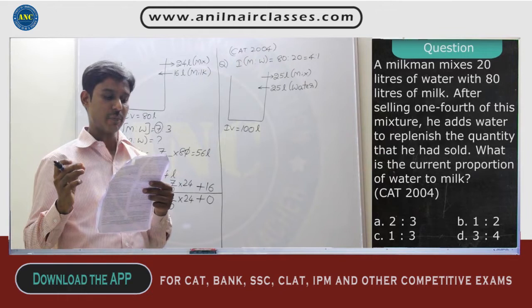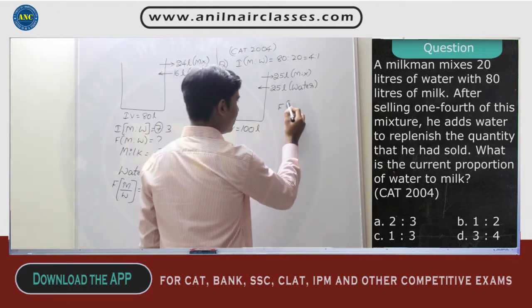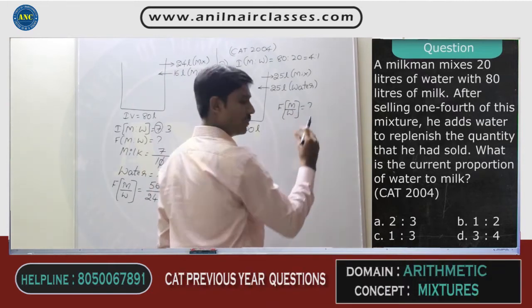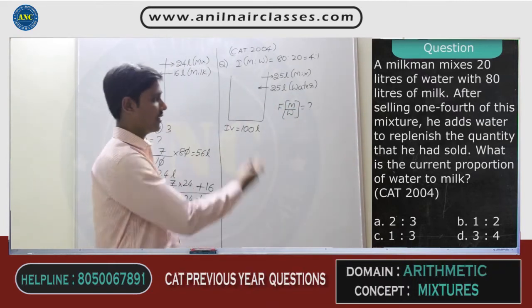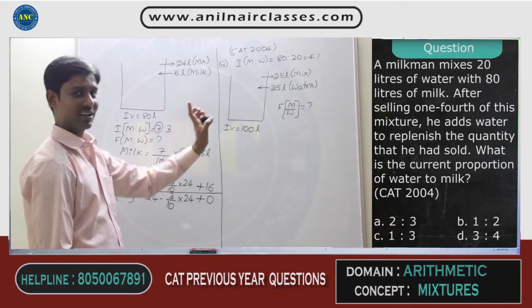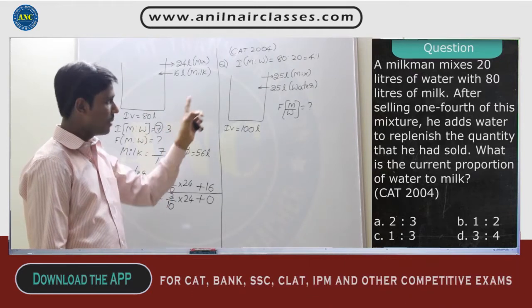What is the current proportion of water to milk? That means they are asking you the final ratio of milk to water. In fact, they are asking water is to milk. Let us change it at the final step once we get milk is to water. Now see here, there is no difference between this question and that question. Exactly the same way you solved your classroom question, please solve this.